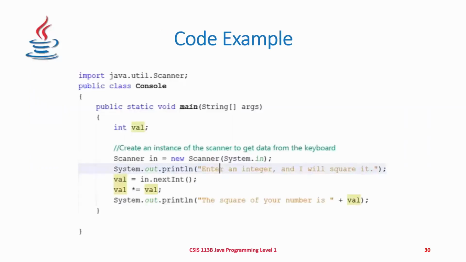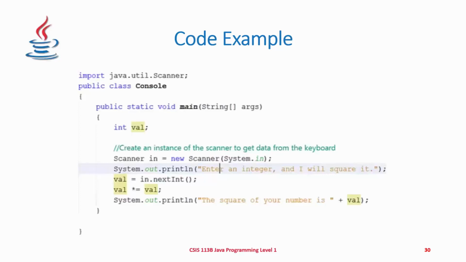So here's a code example for you. You can see that we have imported the scanner class so that we can take input from the keyboard. And now we've started a new class called console. Inside of our main method, we have declared a variable val, V-A-L. Then underneath our comment there, you can see that we're creating a new instance of the scanner class and assigning it to a variable named in.